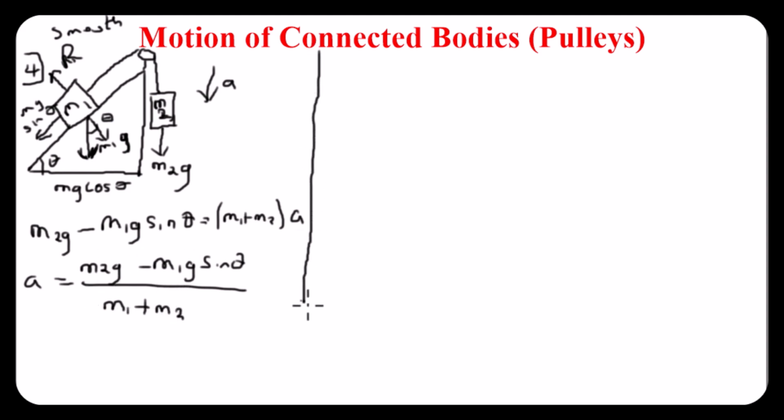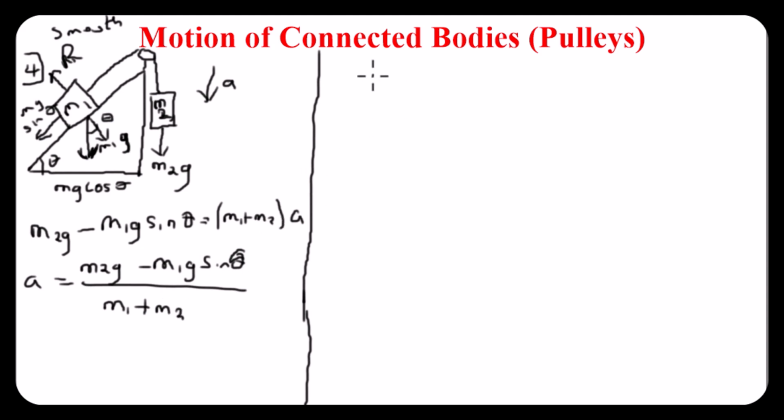Note, this is because the plane is smooth. The inclined plane is smooth. If the inclined plane were to be rough, then after showing all my external forces here, I would have to include another external force in the form of the force of kinetic friction moving in the opposite direction of motion. So at that stage, we'd have m2g minus open bracket m1g sine theta plus the force of kinetic friction. But since we're told that this inclined plane is smooth, that's why we have our acceleration as m2g minus m1g sine theta divided by m1 plus m2.